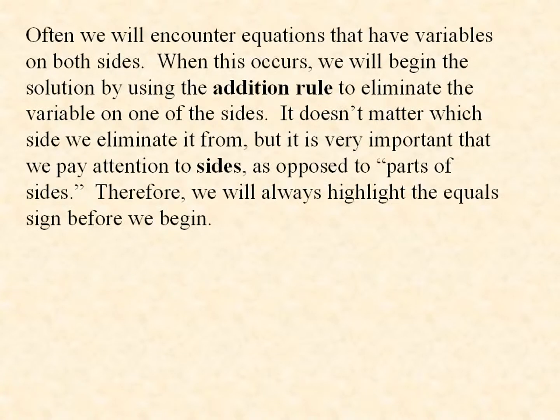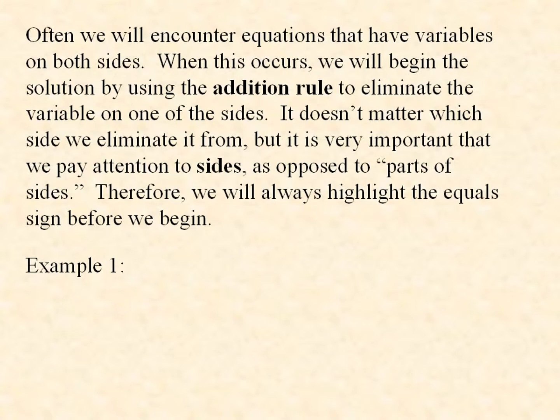Often we will encounter equations that have variables on both sides. When this occurs, we will begin the solution by using the addition rule to eliminate the variable on one of the sides. It doesn't matter which side we eliminate it from, but it is very important that we pay attention to sides as opposed to parts of sides. Therefore, we will always highlight the equal sign before we begin.